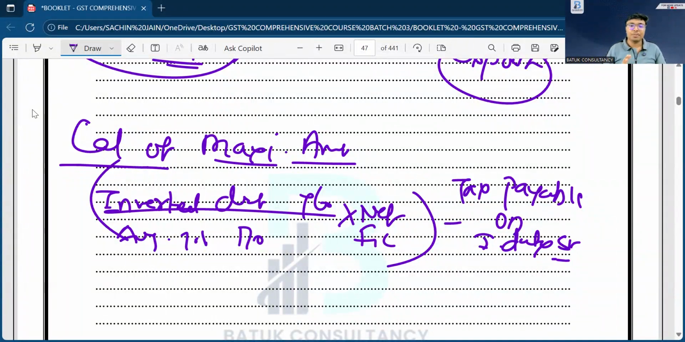So, sir, the formula is: inverted duty turnover divided by adjusted total turnover, multiplied by net ITC, minus tax payable on inverted duty structure. The logic of this specific formula is only that the government wants you to be eligible to claim the refund of the proportionate amount.